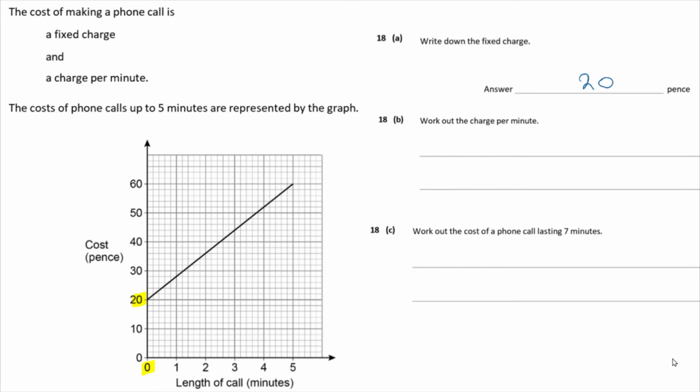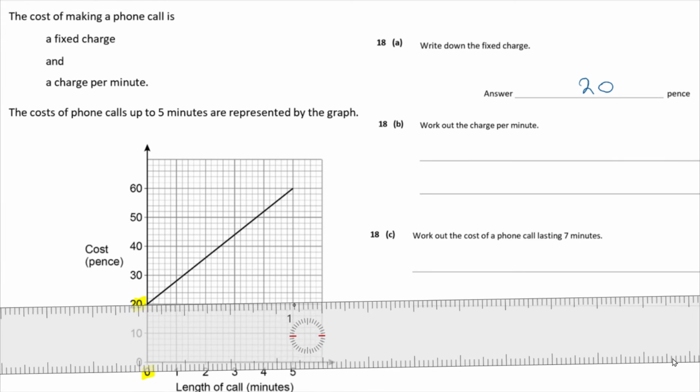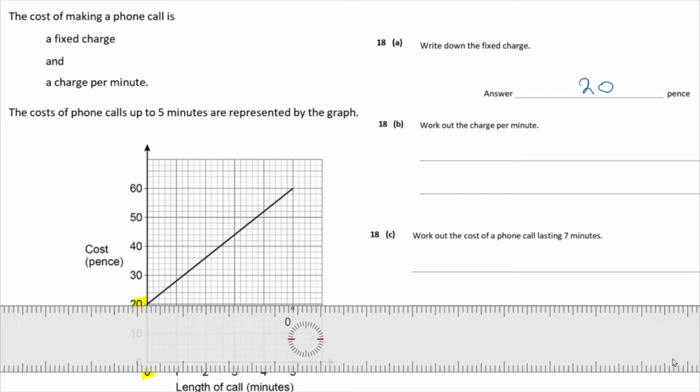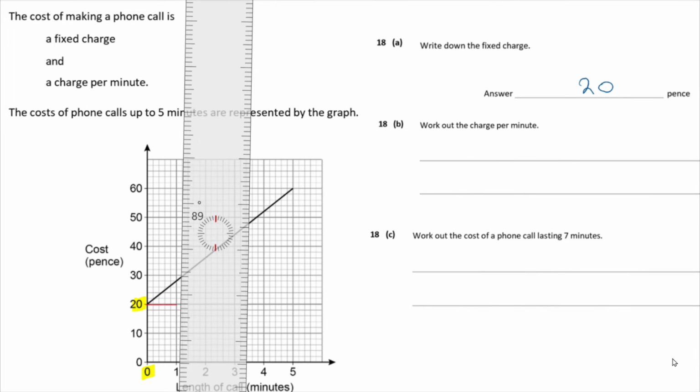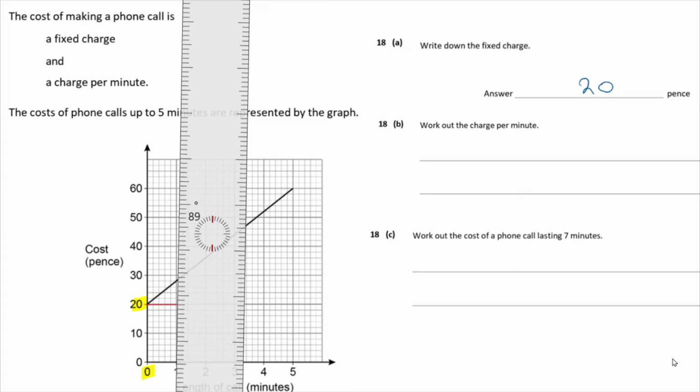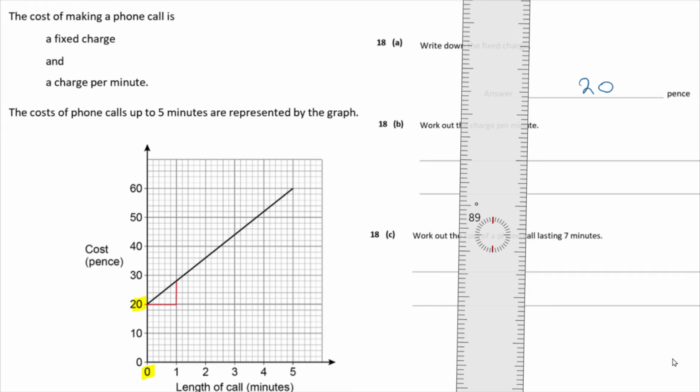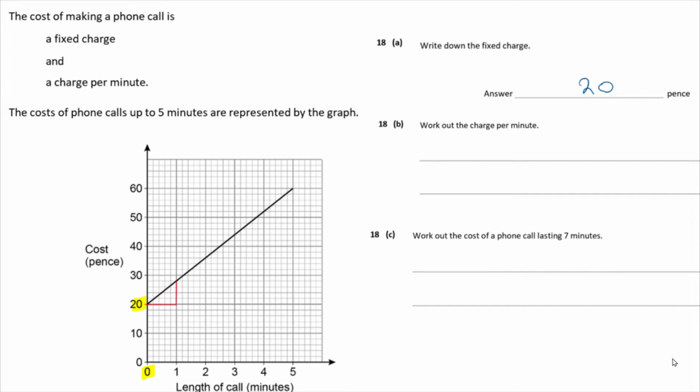Work out the charge per minute. Well, if you have a look between 0 and 1 minute, you can see that for every 1 minute we go along, we've gone up by 4 little squares, which on this scale, if from 20 to 30 is 10 and we're going 4/5 of that, that's going to be 8, isn't it? That's going to be 8 pence. Okay, so the charge per minute is going to be 8p.